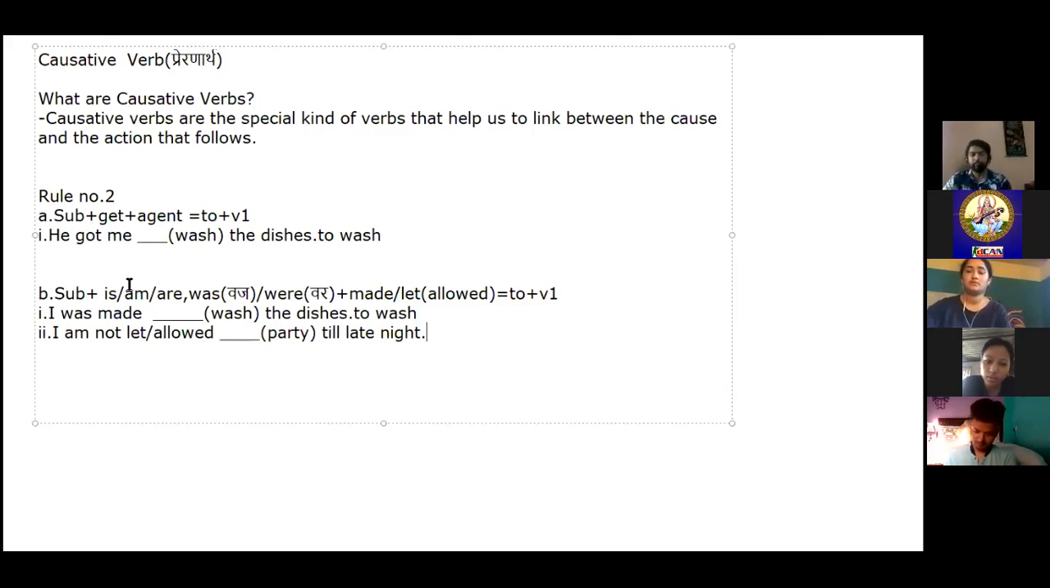Okay, so, right, it's very easy. So am, is, are, right? Made or let, and the verb three form of let matters. So very simply, to plus verb one after. So my answer is: I'm not allowed to party till late night.